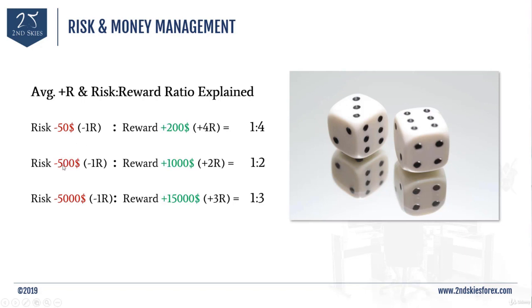Another example of average plus R and risk to reward ratio: let's say I have a slightly larger account and I risk $500 on a trade. Okay, that's my one risk. That's what I'm risking for this account. So I'm risking 1R, which is 500, and let's say I'm going for 2 times that. My target is twice that. So I'm trying to make $1,000 and I'm risking 500. If you were to express that as risk to reward ratio, that'd be 1 to 2. Or you could just simply say 2R. Hey, I'm targeting 2R in this trade. My risk is 500.